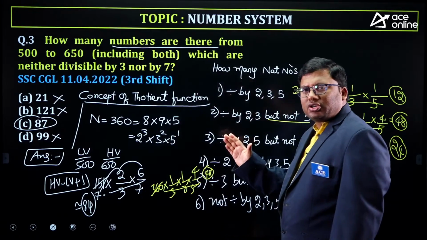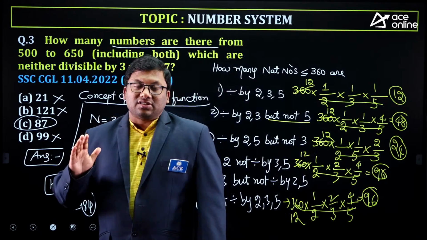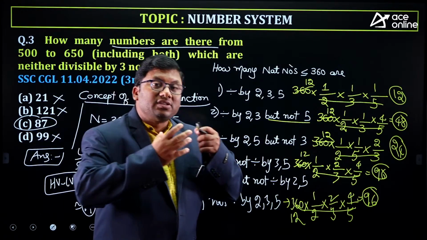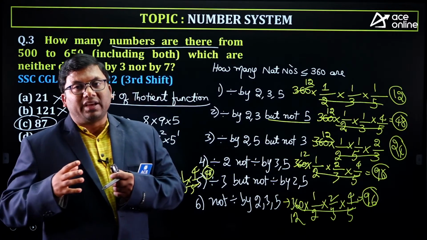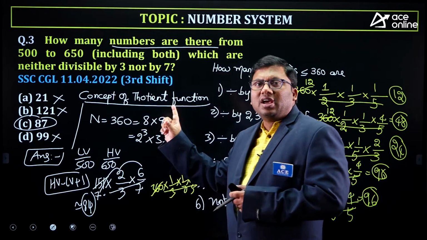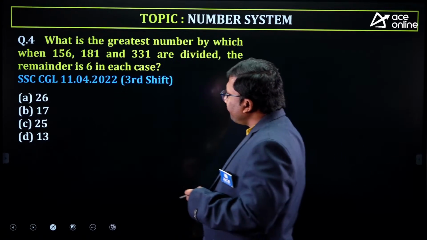Very, very good question. The concept of the Totient function will help you solve problems related to divisibility rules: divisible by K1, not divisible by K2, not divisible by K1 and K2. Extremely important model related to your exams. Question 3, I hope it is clear.